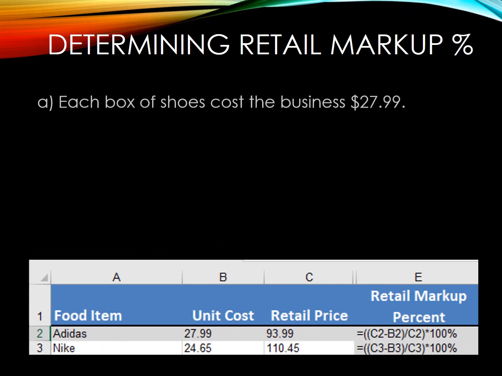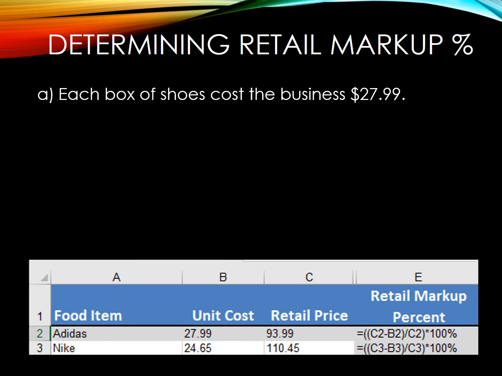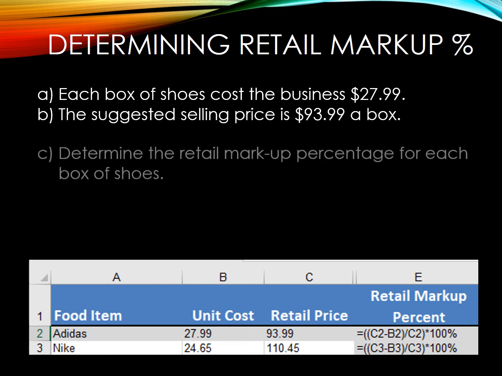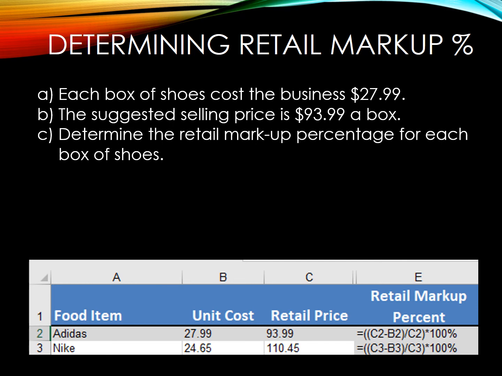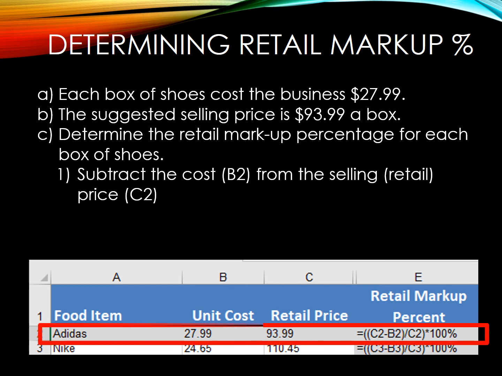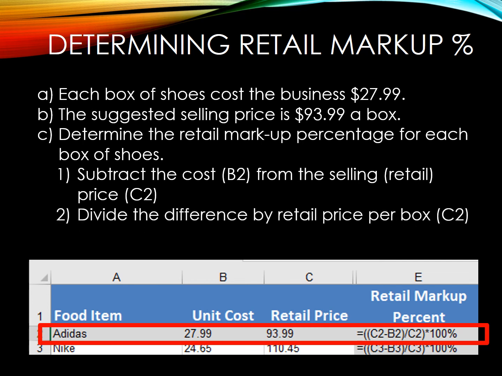Determining retail markup percent. Each box of shoes costs the business $27.99. The suggested selling price or retail price is $93.99 a box. To determine the retail markup percent for each box of shoes: 1. Subtract the cost from the selling price or retail price. 2. Divide the difference by retail price per box. 3. Multiply the difference by 100%.